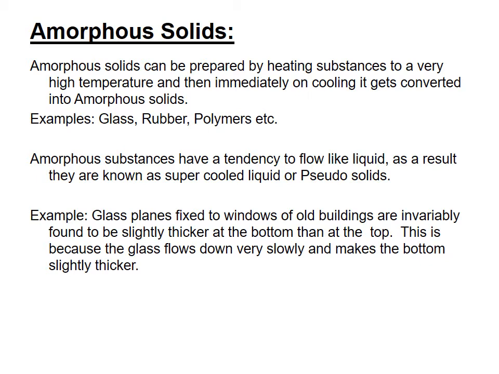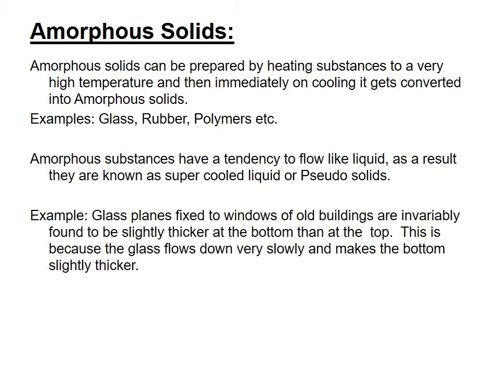You can see in the frame that you are being given the definition of how to prepare amorphous substances. Amorphous substances are prepared by heating the substance to a very high temperature, and then on immediate cooling it forms amorphous solids. This means heat the substance to like 50, 60, 100, 200 degrees Celsius.